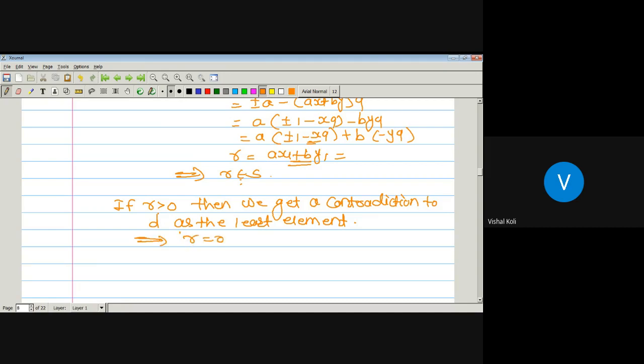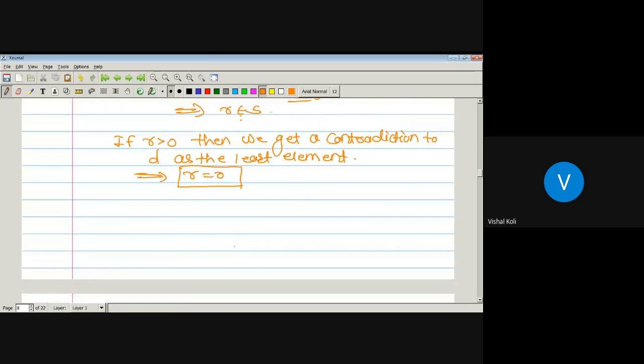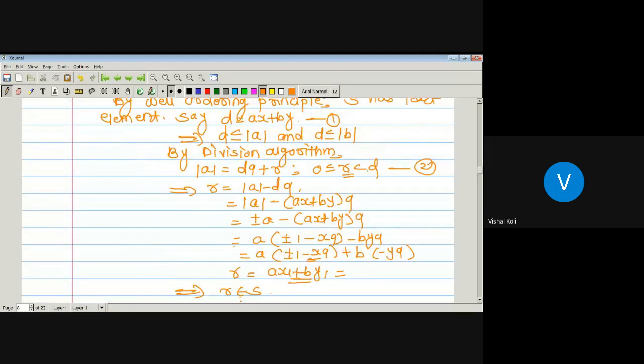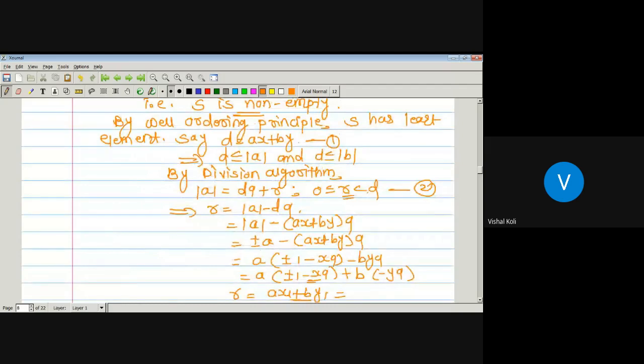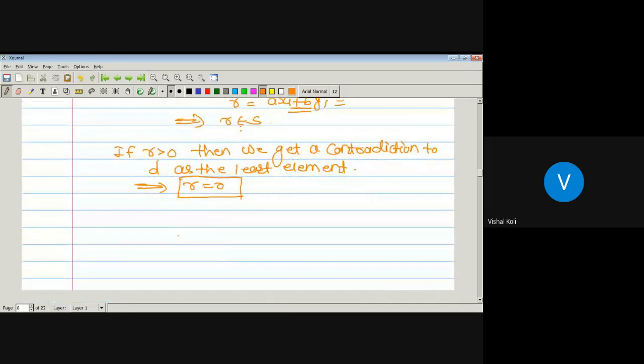That is, there is only one possibility: R will be equal to 0. So let us take R equal to 0. If we take R equal to 0, then our equation 2, which is modulus of A equal to D into Q plus R, becomes modulus of A is equal to D into Q plus 0.